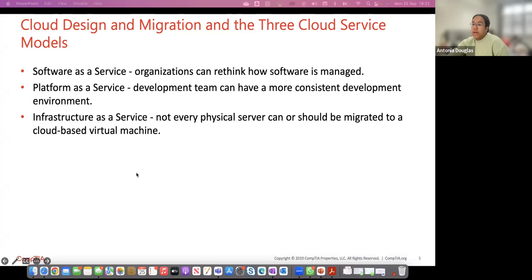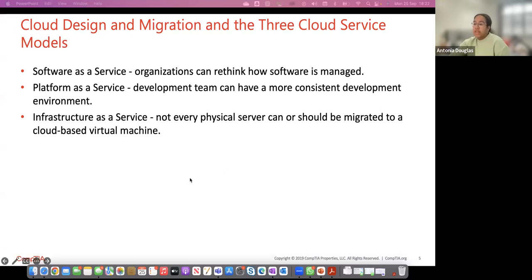So that's software as a service. Platform as a service: looking at the development team, it can have more consistent development environments. So, for example, just utilizing different tools. I was going to say GitHub, but I will cover that later on.